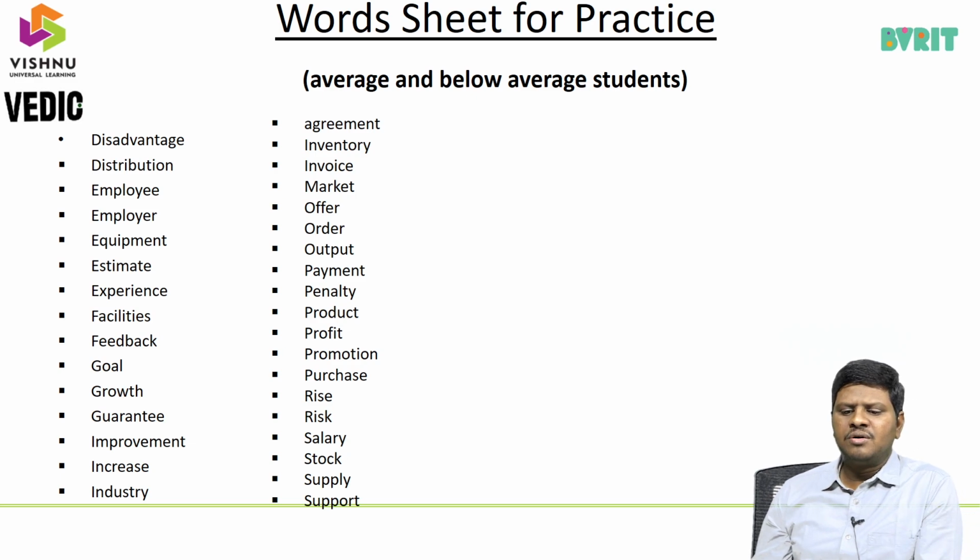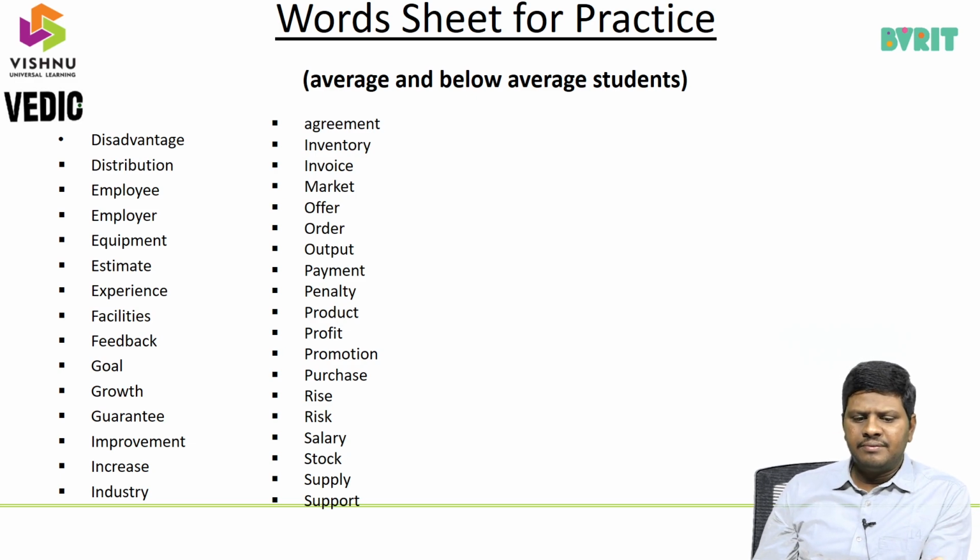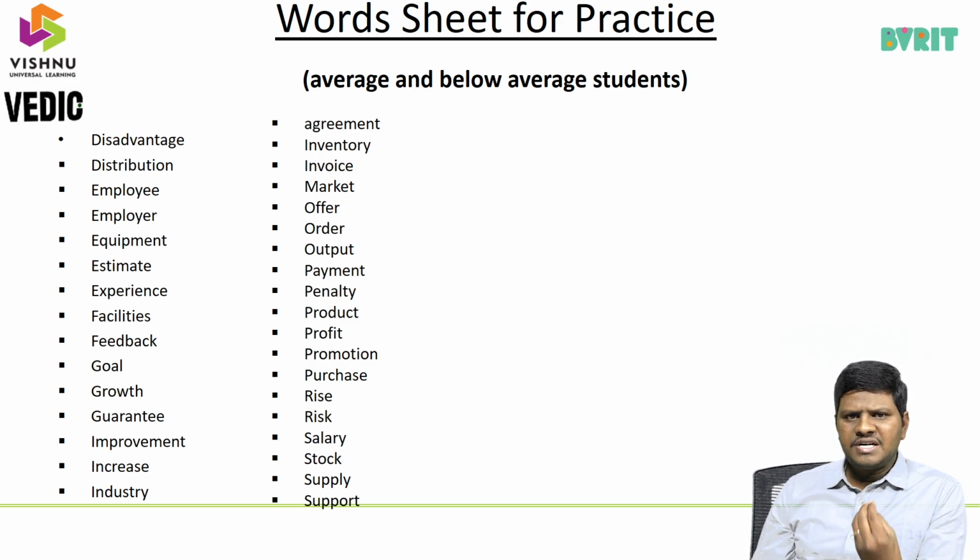So for average or below average students, we give a practice sheet. First of all, when they utter, they will come to know how many syllables a word has, because a syllable is a unit of pronunciation. I already told you before. The same way, it is a puff of air.